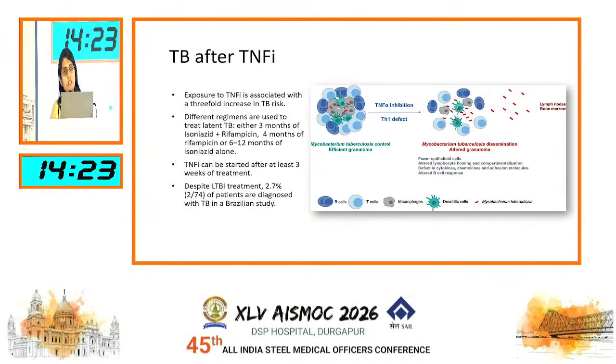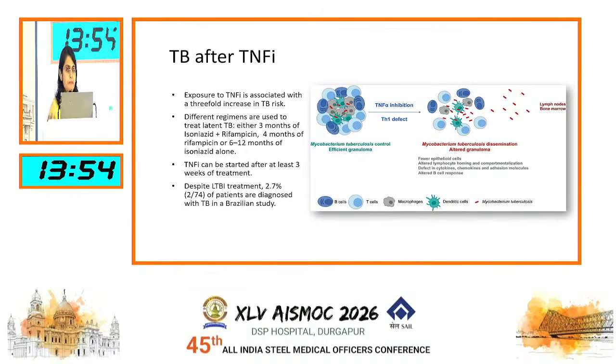If the Mantoux is negative, straight away we can go ahead with TNF inhibitor. If the Mantoux is positive, then we have to challenge the patient. We have to give some other regimen. It can be either 3 months of INH and rifampicin, 4 months of only rifampicin, or about 6 months of isoniazid alone. After starting these ATDs in half doses, then at least a 3-week gap, then we start the TNF inhibitor. But it has been found, even after proper LTBI treatment, about 2.7% of patients may still have tuberculosis.